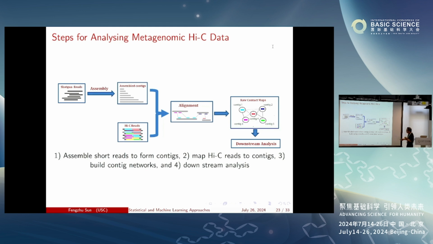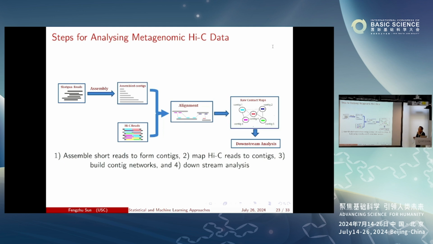You also have the Hi-C reads. You map one end of the Hi-C read to all the contigs, and the other end to all the contigs, and from there you see where they are mapped. They may map to different contigs, and then these contigs are physically close together.